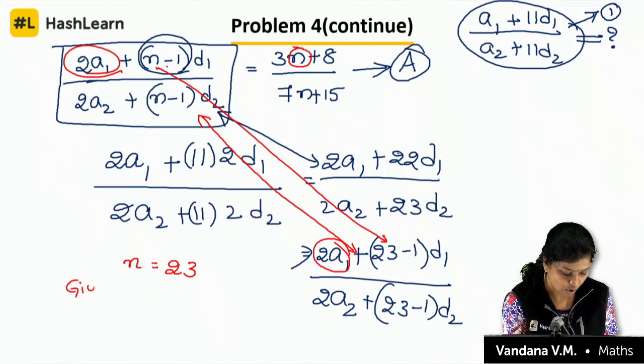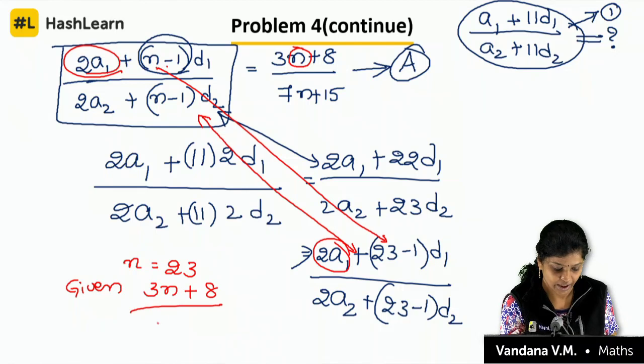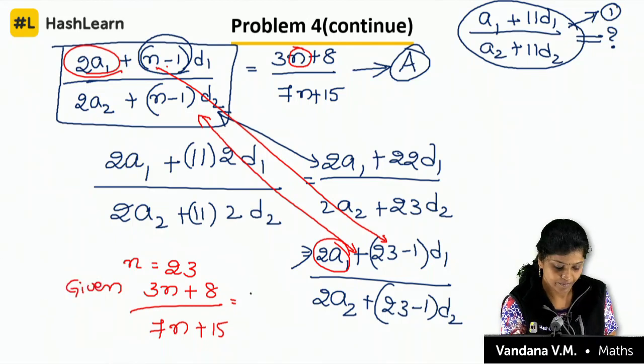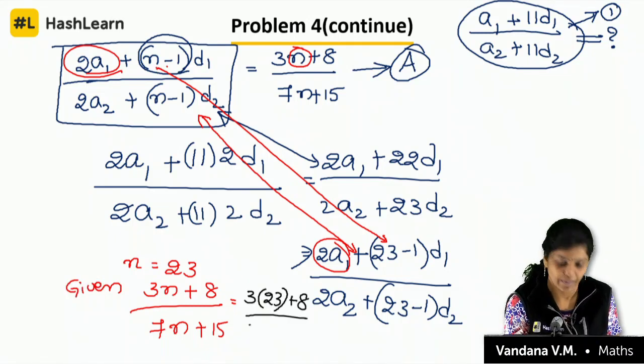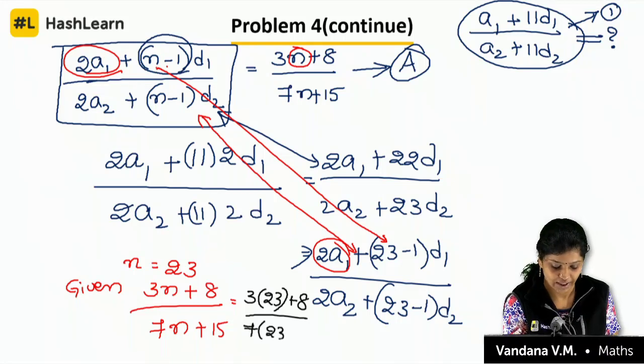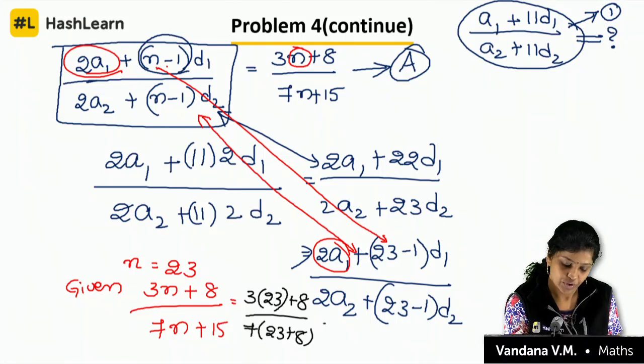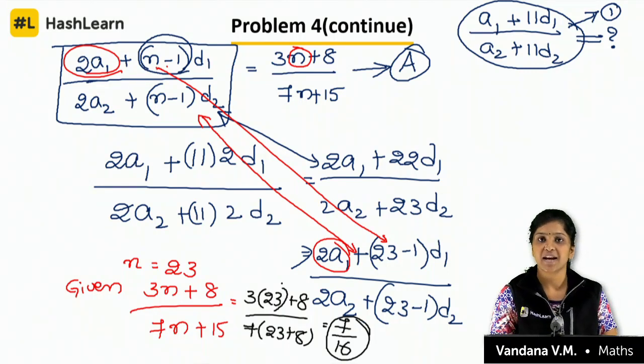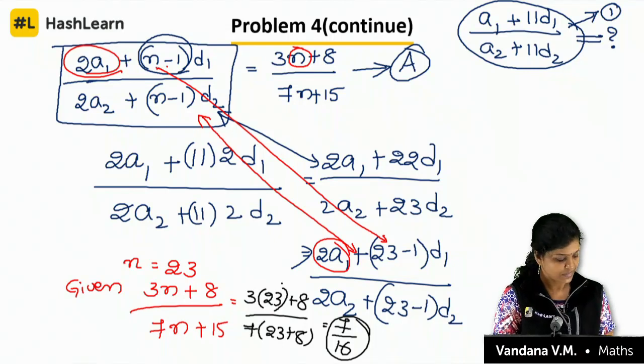Now, in place of that ratio, whatever the given ratio, you substitute the n value. Given ratio is 3n plus 8 divided by 7n plus 15. What is your n value? 23. 3 into 23 plus 8 divided by 7 into 23 plus 15. So, if you cancel, you will get 7 by 16 is the ratio. Clear children? Yes. Next.